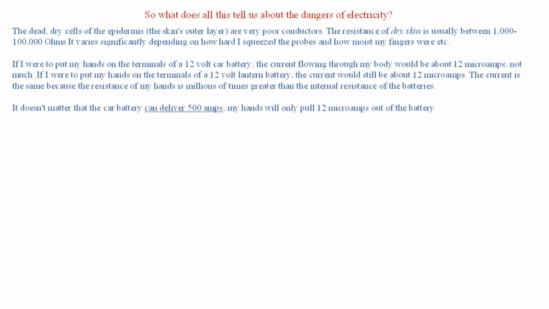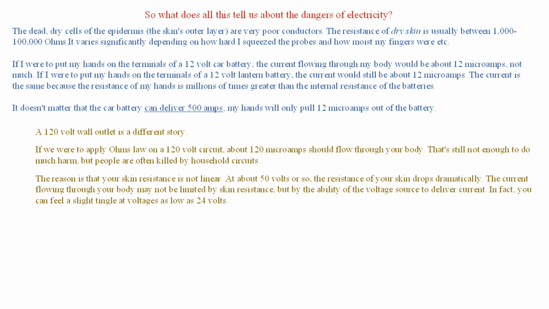If I were to put my hands on the terminals of a 12-volt lantern battery, the current would still be about 12 microamps. The current is the same because the resistance in my hands is millions of times greater than the internal resistance of those batteries. It doesn't matter that the car battery can deliver 500 amps. My hands will only pull 12 microamps out of that battery.